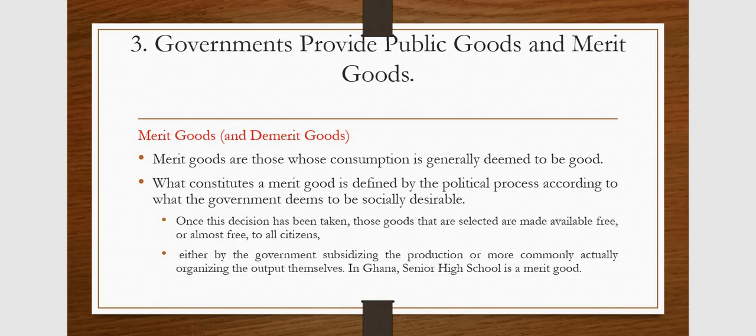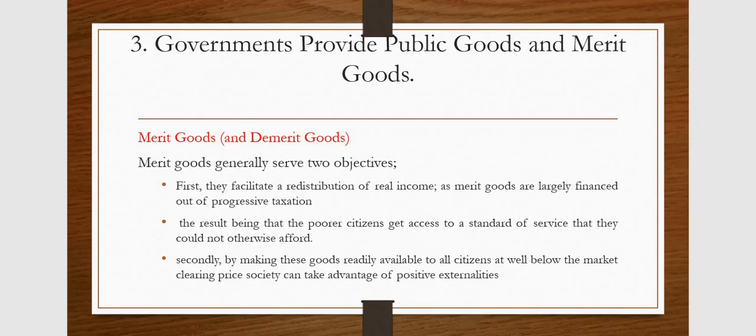So let's move on to the next one, that is the objectives of a merit good. And so we know merit goods generally serve what two objectives? The first is they facilitate a redistribution of real income, as merit goods are largely financed out of progressive taxation. Yes. And so this one, that is why I said the government can make you enjoy the good for free. That is, let's say, free senior high school, right?